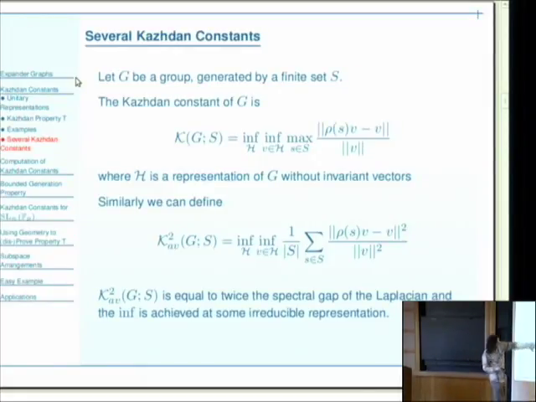So the connection with the spectral graph is here. So this is the spectral graph, yeah? The first one is not really meaningful when the generating set is large? All of them are meaningful, they're just not equivalent.